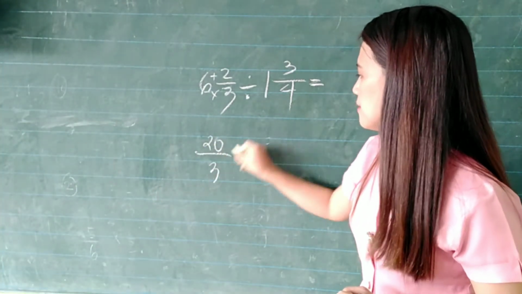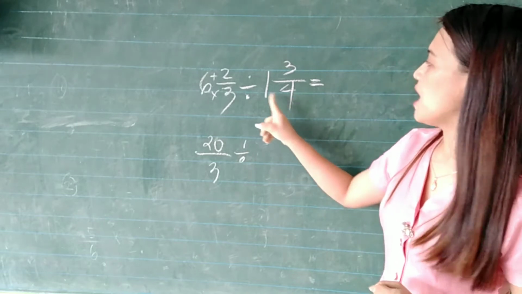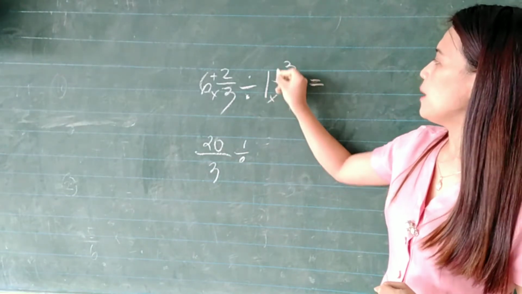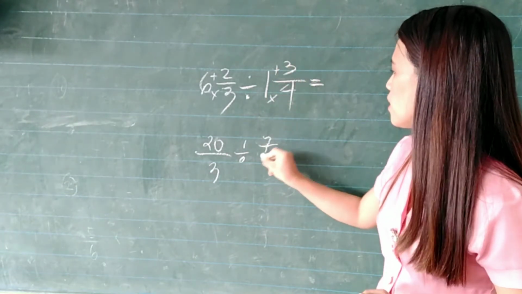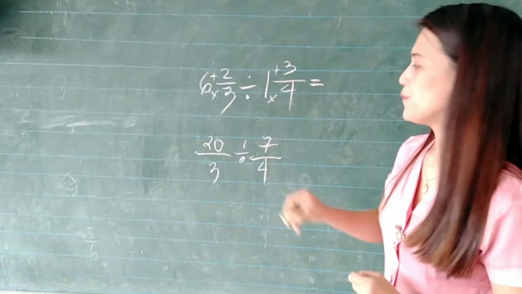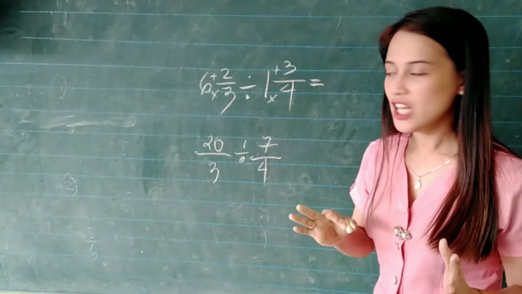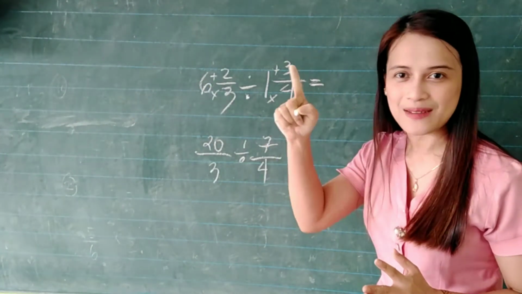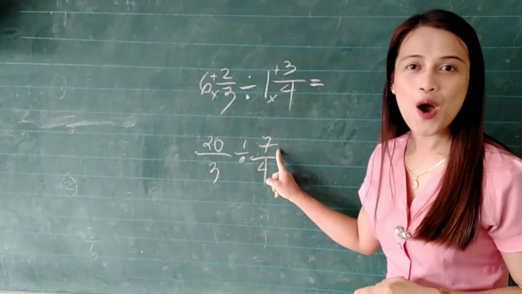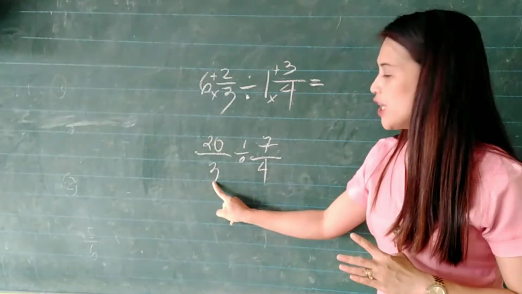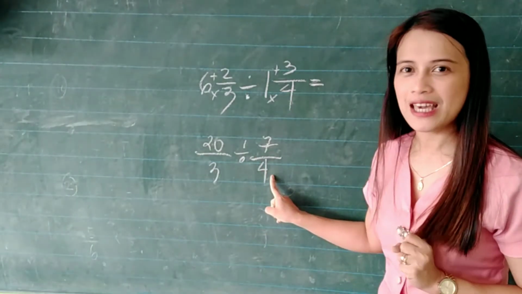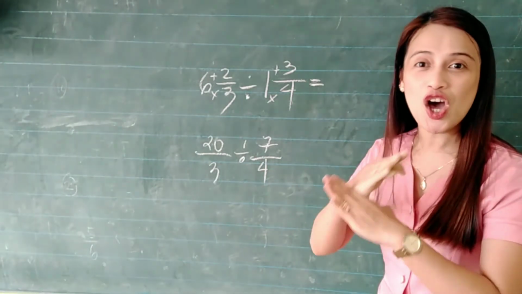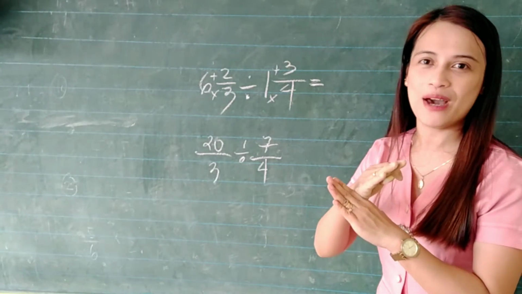Copy 3, divide. 4 times 1, 4 plus 3, 7, over 4. Then after that, check na to kung na ay ma-cancel. Check na to horizontally. 20 ug 7 na ba? Walay makancel. 3 at saka 4 na ba? Wala gihapon.